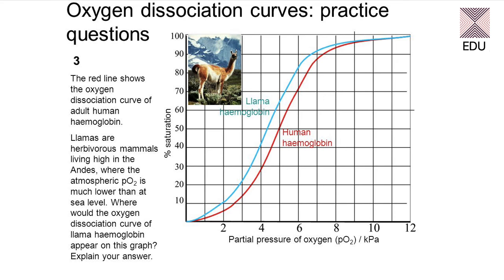So that means the llama has developed its hemoglobin in such a way that it is more efficient, as it is living on mountains with low oxygen levels. So it can take up more of the oxygen efficiently, carry it to the tissues of the llama, and deliver it in time.